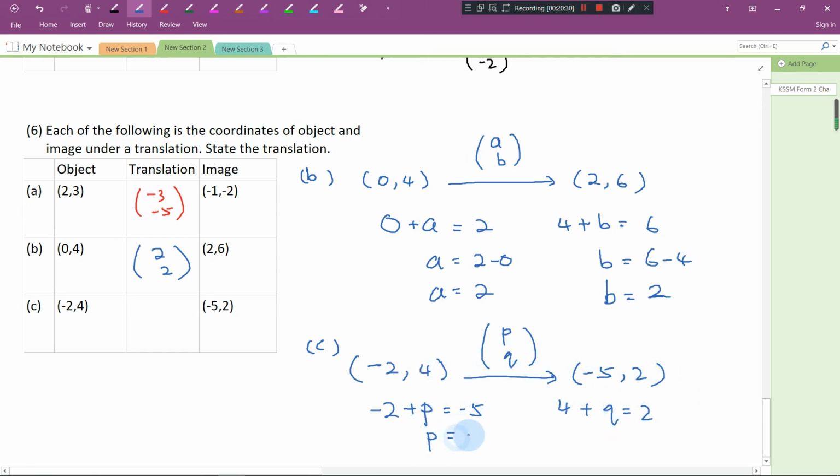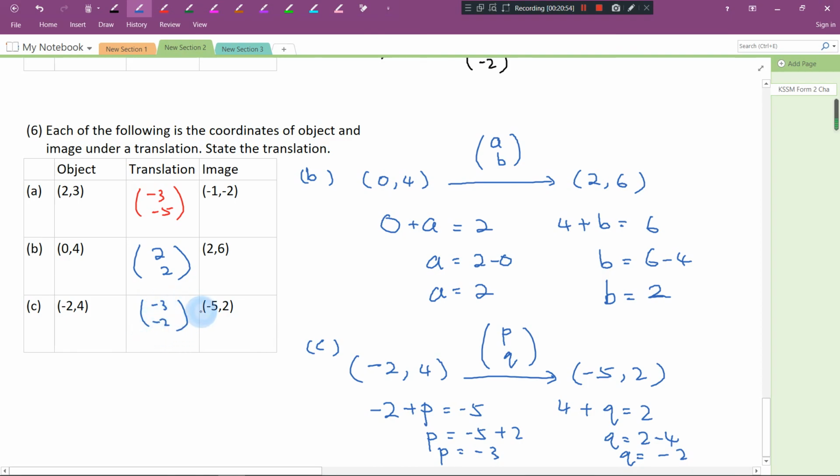Okay, now P is equal to negative 5 plus 2. P is equal to negative 3. And then Q is equal to 2 minus 4, right? Oh, not enough space. So Q, can you see? Okay, should be no problem. 2 minus 4, negative 2. Okay, don't forget to write over here the answers. P on the top, Q at the bottom. Negative 3, negative 2.